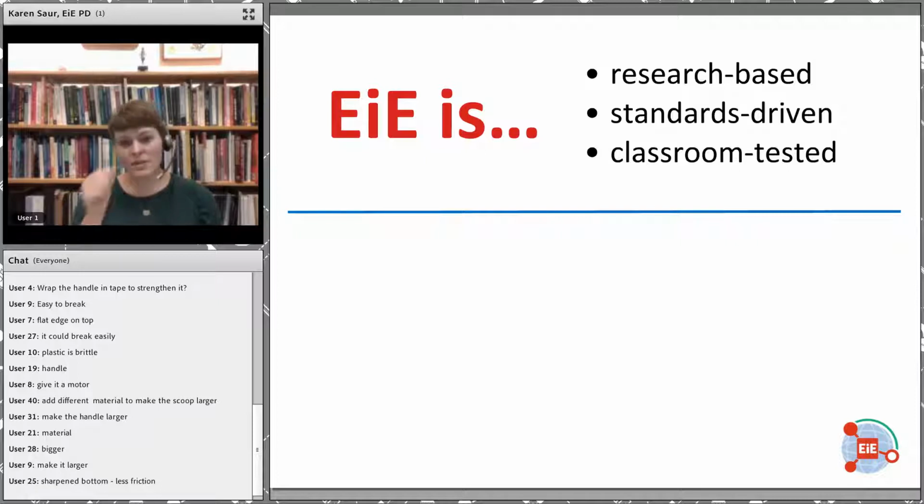So EIE is research-based, standards-driven, and classroom tested. That means we did a lot of research beforehand. I showed you some of that with our pictures. Standards-driven, we really did focus in on what are the science content areas that elementary students focus in on, and how can we support those science contents by developing an engineering curriculum that utilizes that science. And all of our curriculum is classroom tested. We do go out into schools and pilot test everything we do at least twice, in some cases more than that, to get it right. So that way when you're doing it, your students feel comfortable and confident. And also you feel comfortable and confident.